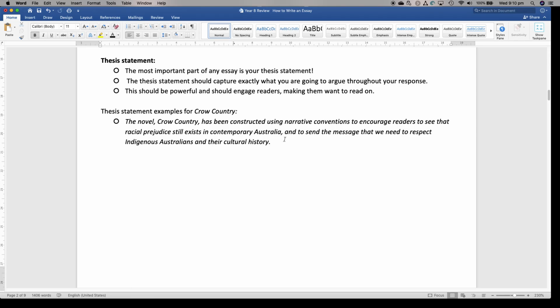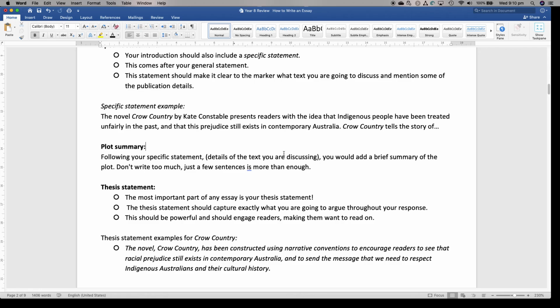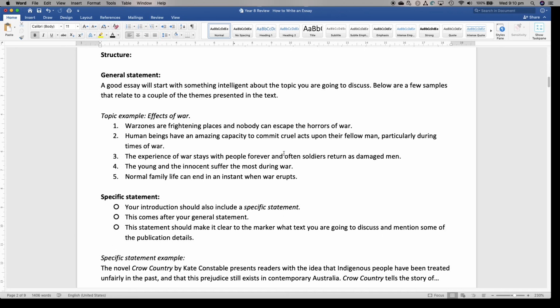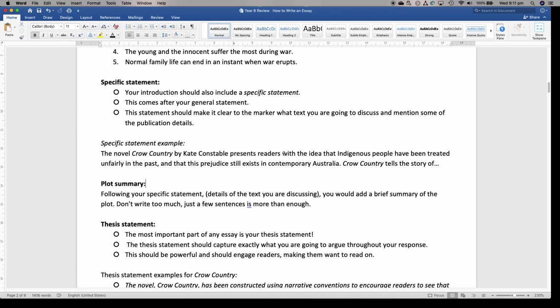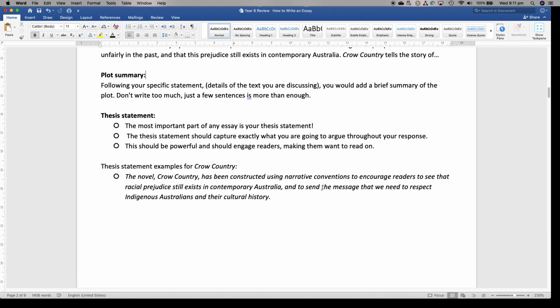But I cannot stress enough, you cannot use personal language like I in your thesis statement or anywhere in your essay, so please don't include that anywhere in your response. I hope that's helped you in your writing and construction of your introduction. It's quite straightforward. The general statement's nice and easy. The specific statement's nice and easy. Writing your summary should be nice and easy, but spend some time on your thesis because you want to make sure you get that bit right.